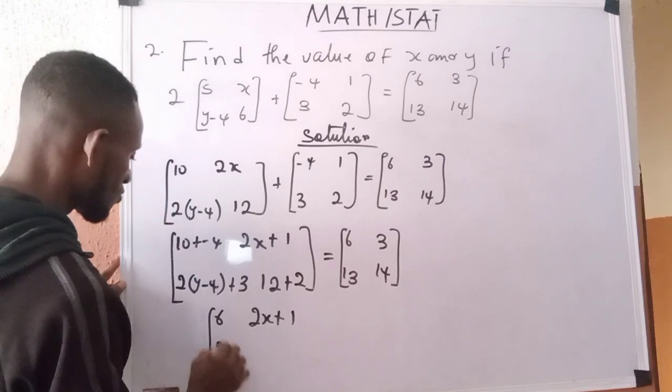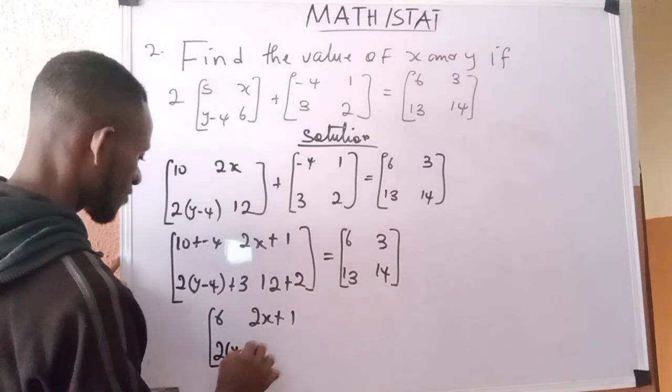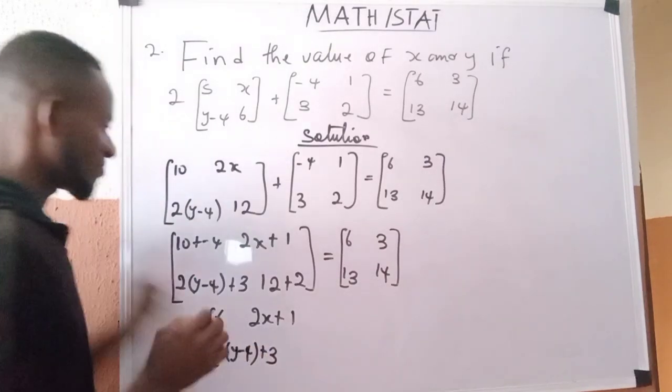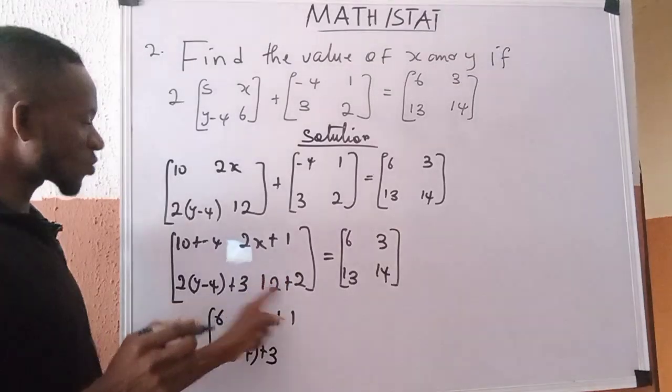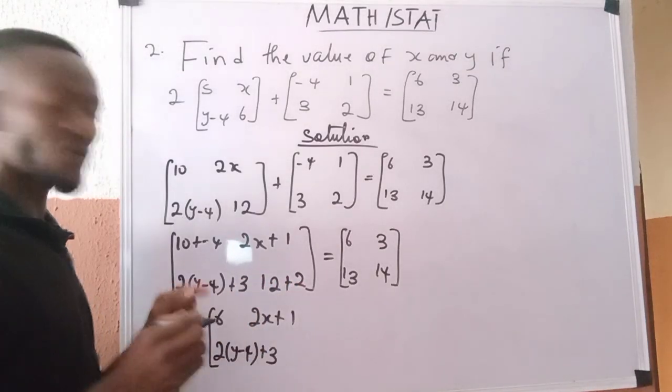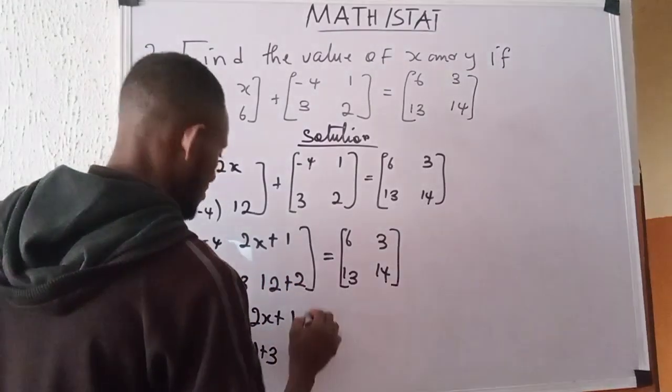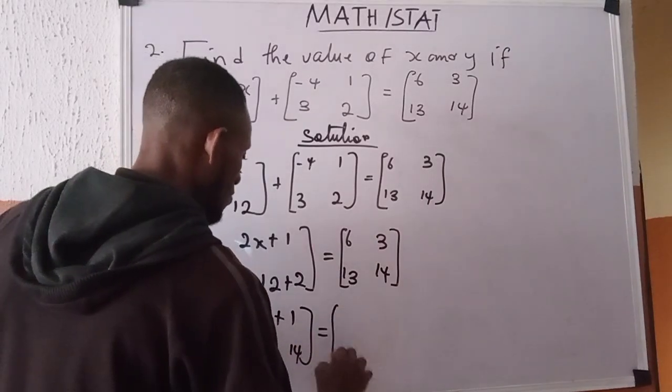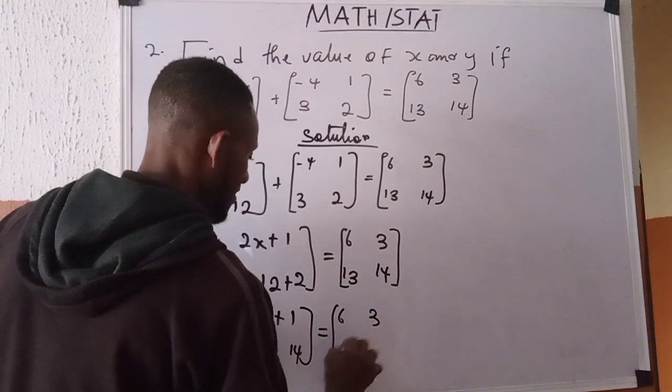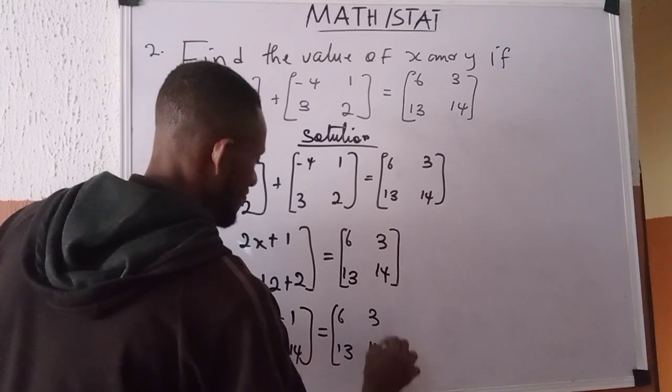So what I have here is 2 into y minus 4 plus 3. We come here. This is 12 plus 2, which is 14. So I have 14. They told me that this equals 6, 3, 13, and 14.